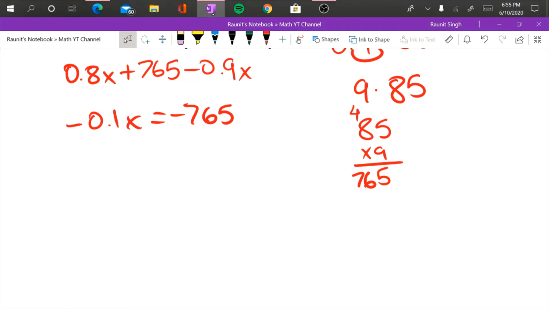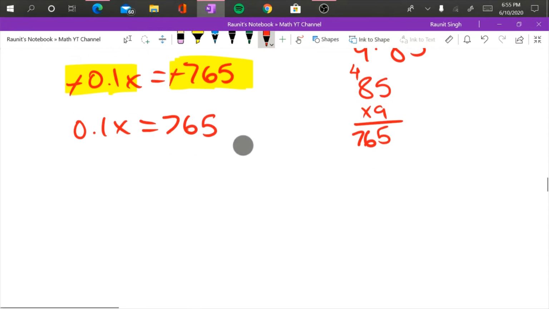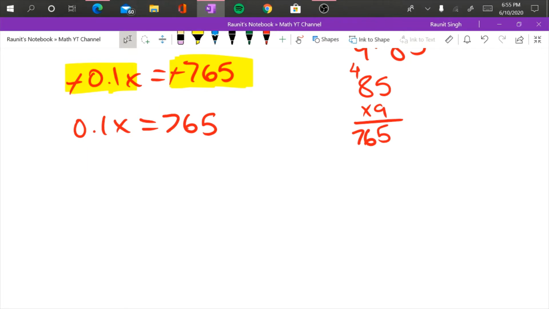So since they're both equations on both sides of the equal sign, they both have a negative sign, we can just cross out that negative, and then it's going to become 0.1x equals 765. And then we just multiply both sides by 10, and then we're going to get 1x, which is the same thing as x, which is equal to 7,650. That should be the answer.